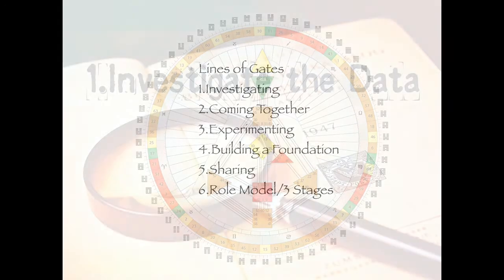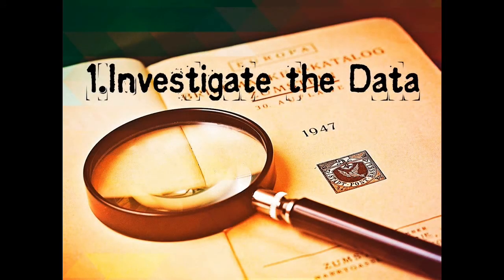So the first line, as it is in a profile, is all about investigating the data. If we have a gate that's in the first line, this gate is about a new energy. So you're learning about this gate, you're investigating the energy of this gate. It's the first part of a journey to the 6th line. So it is about data collection, finding out what this whole gate is about, and that kind of thing.